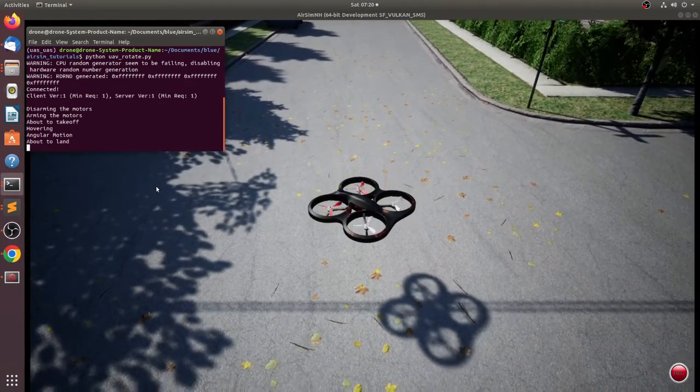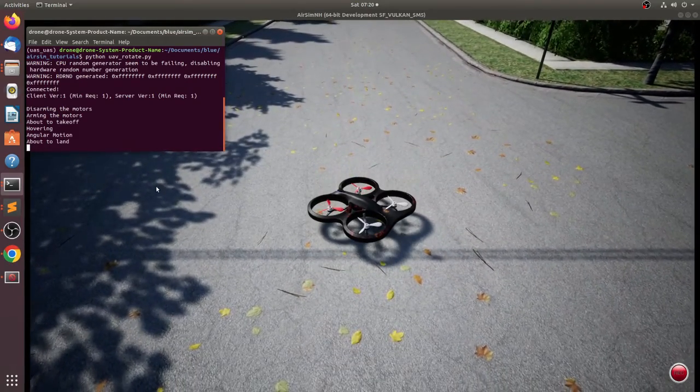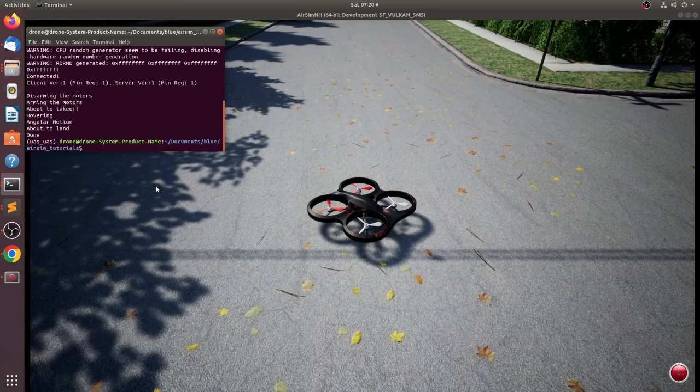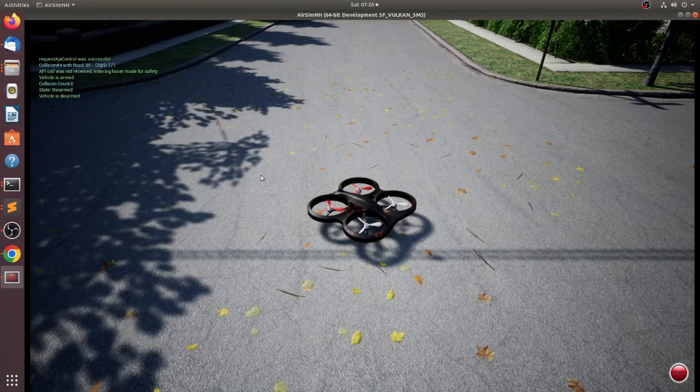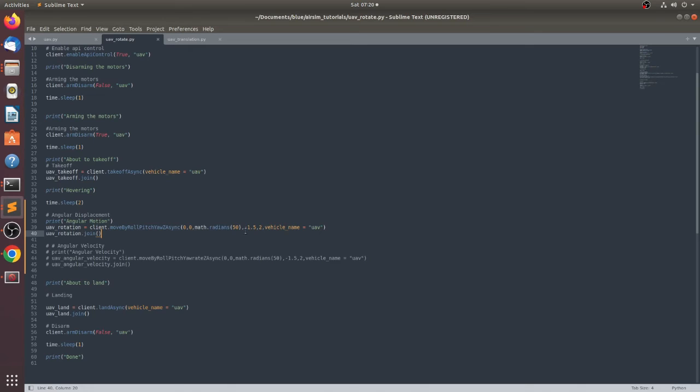So you can see that the drone is now tilted along the z-axis by a certain angle, the 50 degrees. So we'll also check how we see the angular displacements about the other angles. Let's check the pitch axis first.